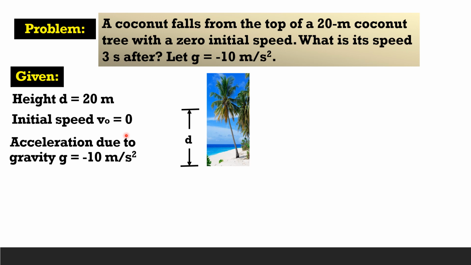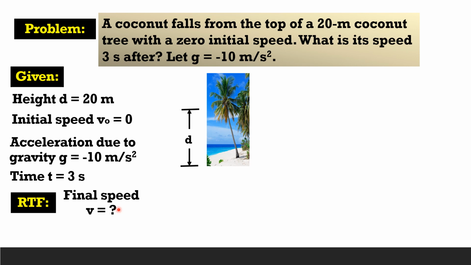And the acceleration due to gravity, g, is equal to negative 10 meters per second squared. That is what's suggested in the question. We also have the time elapsed, which is t equals 3 seconds. And we are required to find the final speed of the coconut after falling for 3 seconds. So the final speed, v, is our unknown variable.